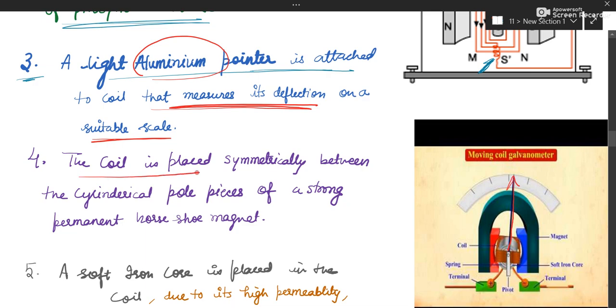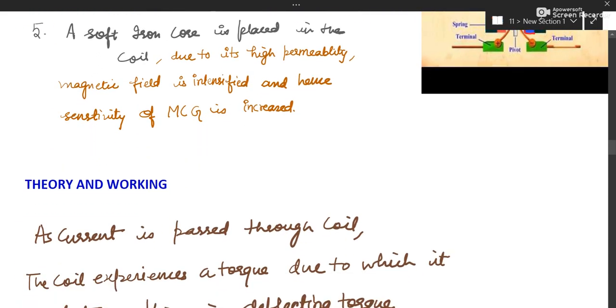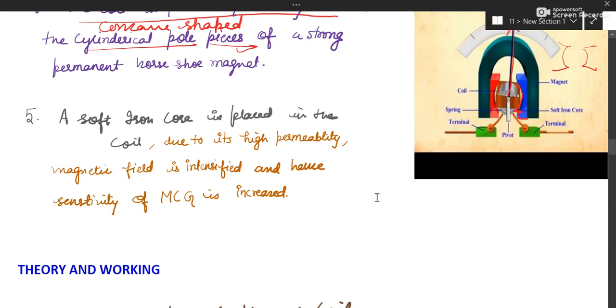The coil is placed symmetrically between cylindrical pole pieces, concave shaped, you can also write. So the magnets, the pole pieces, are concave shaped, that is important. You can see here also the shape is visible. The shape is like this, this type of magnets are there. And further, many diagrams will come, and there also you will see concave shaped magnets are used.